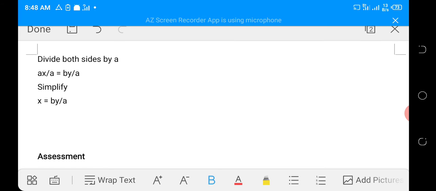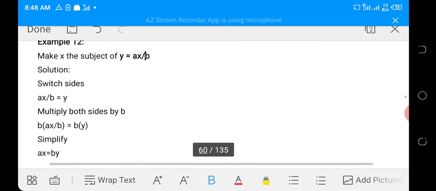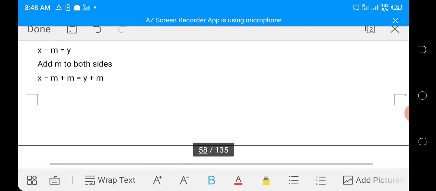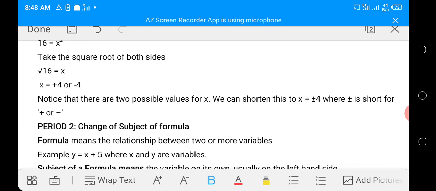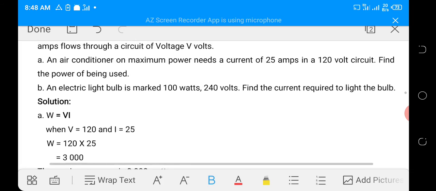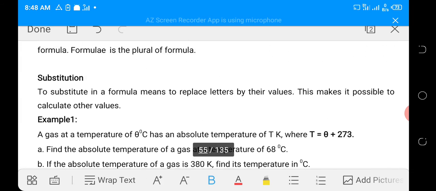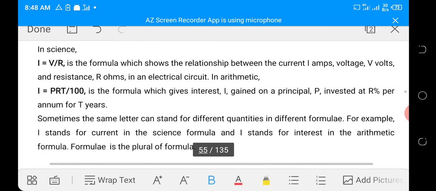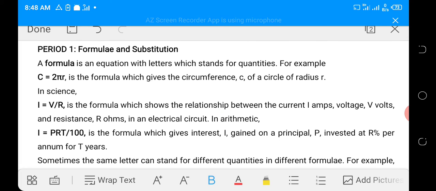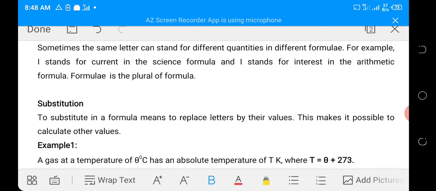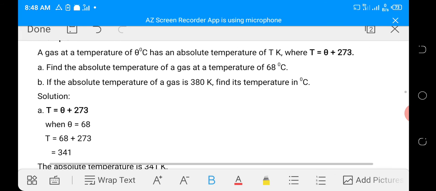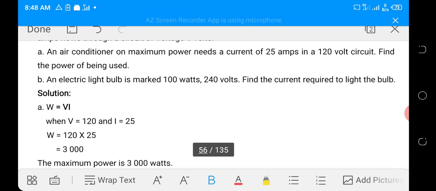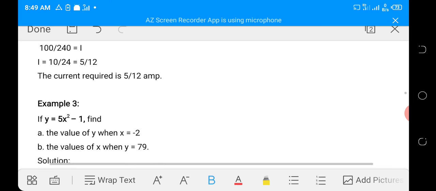Before I end this topic, let's quickly run through what we've done so far for this week. In period 1, when we started, we looked at formulae and substitution. We looked at some formulas and how we can substitute values to get other values in the formula.